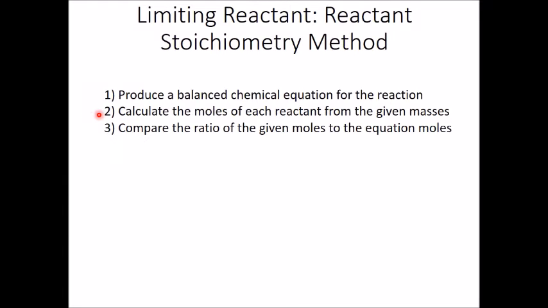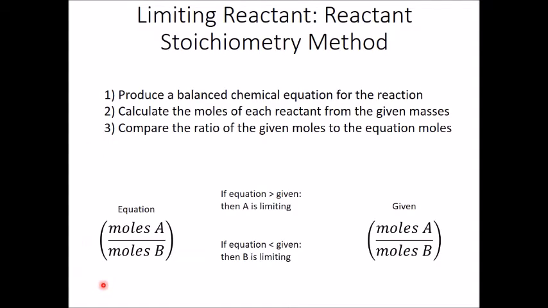Second, you will calculate the moles of each reactant from the masses given in the problem and the formula weights of those reactants. And then the third thing you'll do is compare the ratio of the given moles to the ratio of the moles in the equation. Over here I've got my equation moles of A over moles of B, and here I have my given moles of A over moles of B. Now it's important that you just keep whatever is on top consistently. It doesn't matter what A and B actually are.